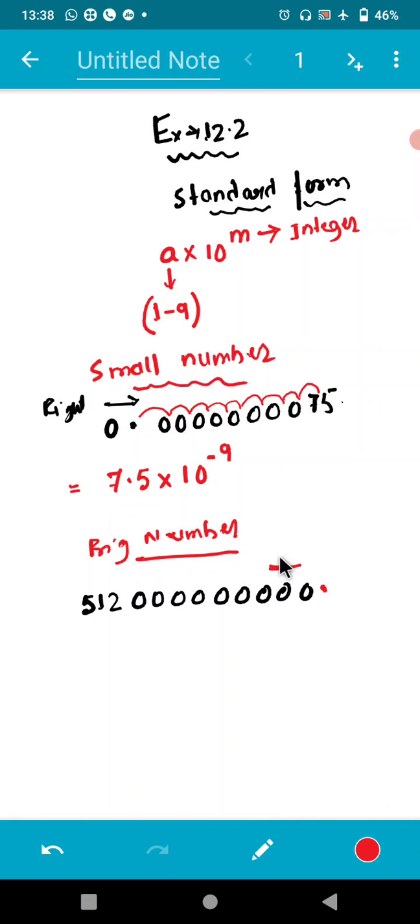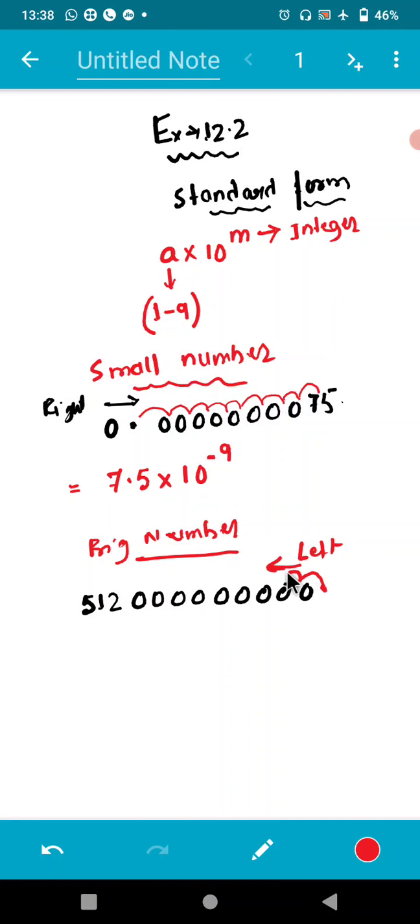Now in which side you are moving? You are moving towards the left hand side, fine. So now the other thing that you have to decide is up till which point you have to take the decimal. So that is in between 5 and 1, fine. So it will look like 5.12, and 5.12 will come in the range of 1 and 9, isn't it? So now let's see how many numbers you have to shift.